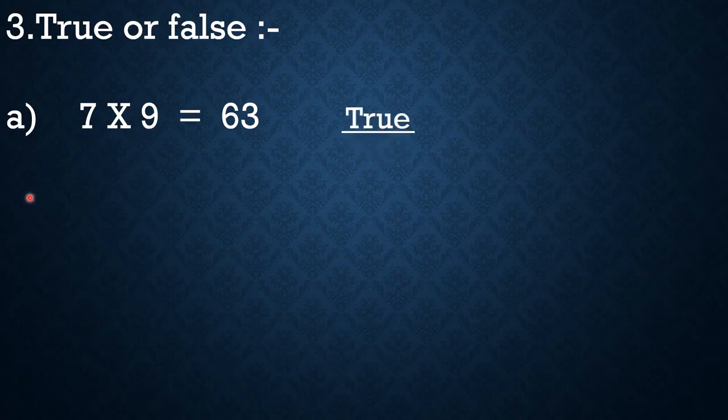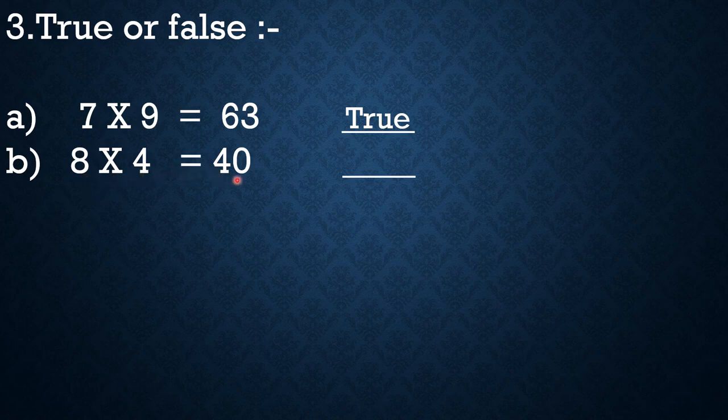Okay. Now in B part, it is given 8 multiplied by 4 is equal to 40. So here let's start speaking table of 8. 8 ones are 8, 8 twos are 16, 8 threes are 24, 8 fours are 32. So here the answer should be 32, but it is written 40. It means this statement is wrong. So we will write false.